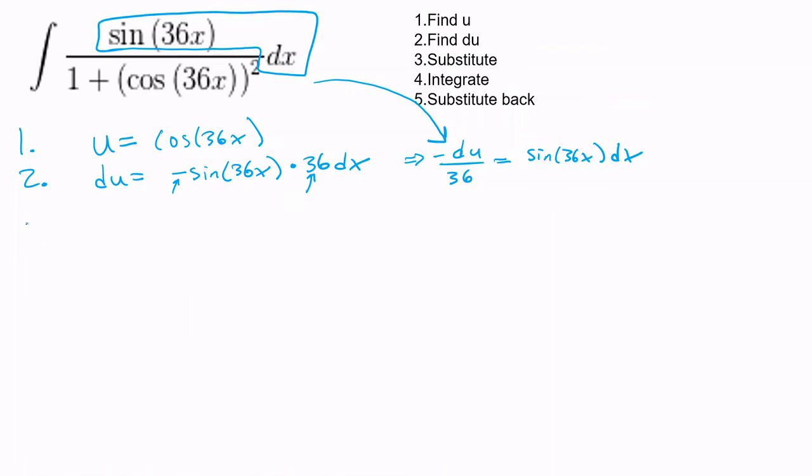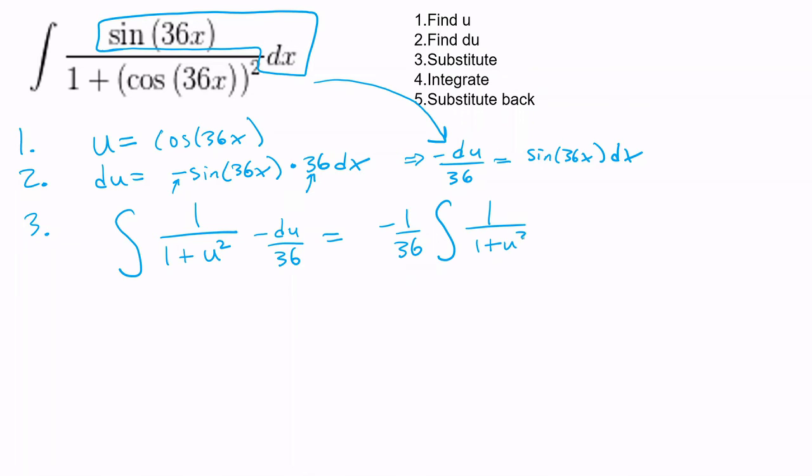So let's do the substitution. So that becomes negative du over 36. And then I've got 1 over 1 plus u squared. Okay, I'm in all x's, that's great. I am going to actually take out the constant. Alright, and then I'm going to integrate.